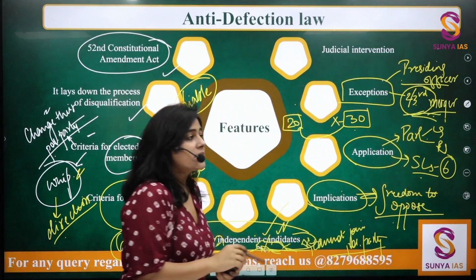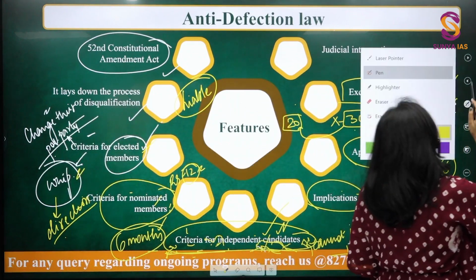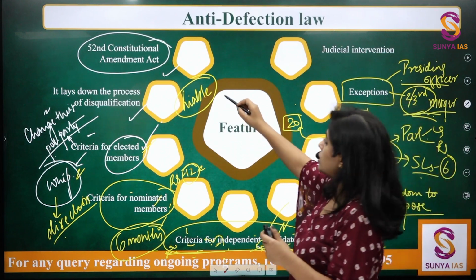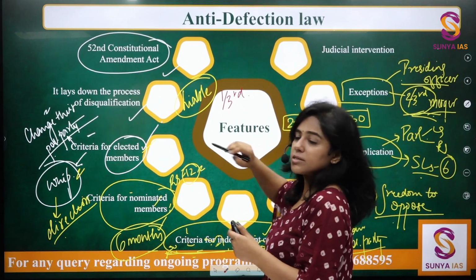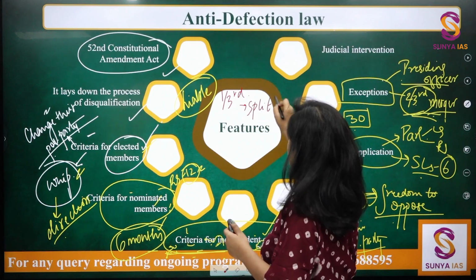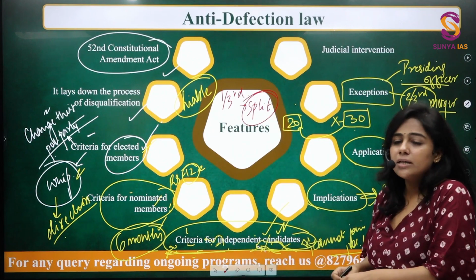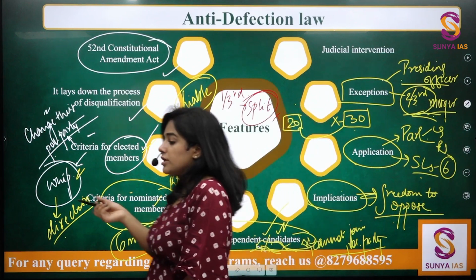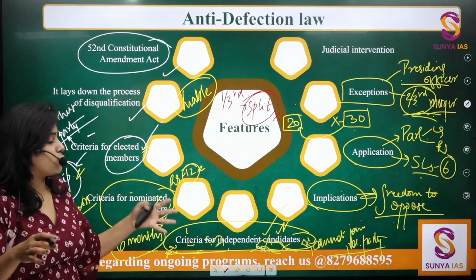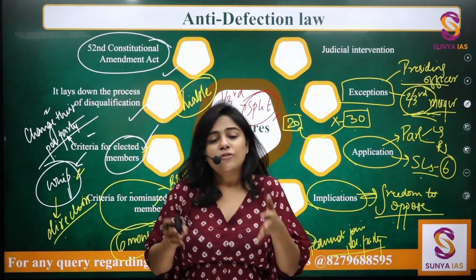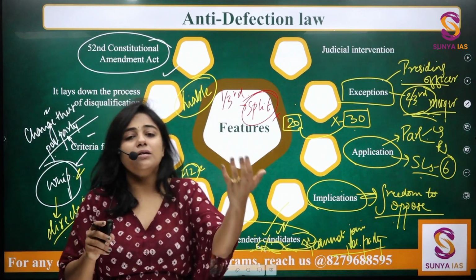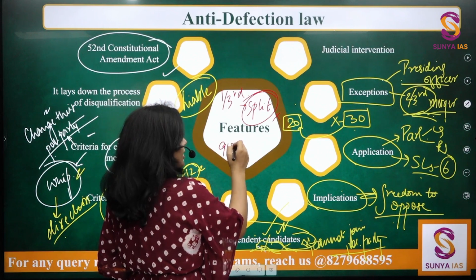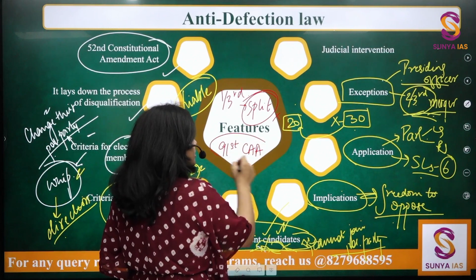Now, earlier, what was the condition? Earlier, the condition was, and you can write all of this, I hope you're writing side by side, that if 1/3 members split from the political party, then it will not be considered as defection. This 1/3 was increased to 2/3 and split was changed into merger. So now new parties cannot be formed. From existing parties, you can join into another party, but at least 2/3 have to be there. This was changed by the 91st Constitutional Amendment Act.